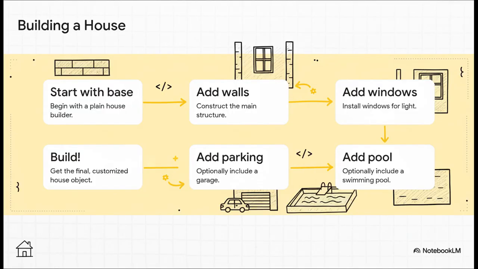Here's how it works in practice. You start with a base builder. Then, you just chain the methods for what you need. Add walls, add windows. Want a pool? Cool, add it on. Don't need a garage? No problem. Just skip that method call. Finally, you hit .build, and out pops your perfectly customized house object. It's clean, it's readable, and it's incredibly flexible.